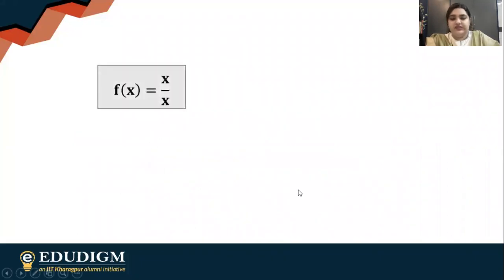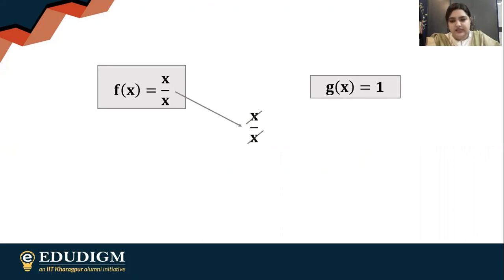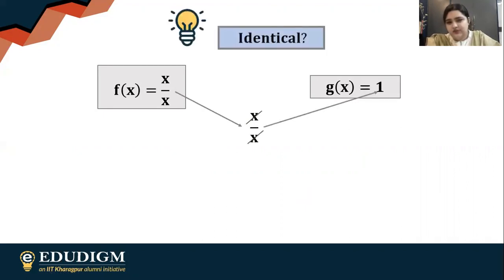I'm taking f(x) equals x by x and g(x) equals 1. Let's see something very interesting. If I just cancel these two x's, you will get 1. So the obvious question is, are these two functions identical? Let's look at what we have done already. We have cancelled x. As you know from the cancellation property of real numbers, x is going to be non-zero. So somewhere down the line, even if we found 1, you know that there are some restrictions.